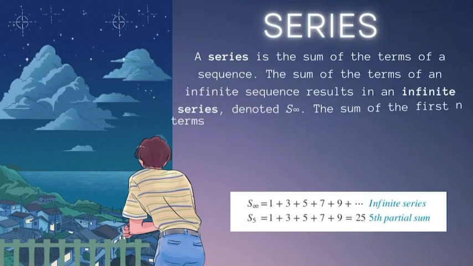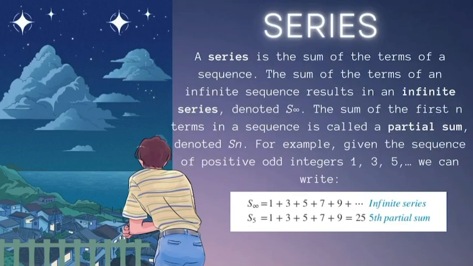Series. A series is the sum of the terms of a sequence. The sum of the terms of an infinite sequence results in an infinite series. The sum of the first n terms in a sequence is called a partial sum, denoted as S sub n. For example, given the sequence of positive odd integers 1, 3, 5.